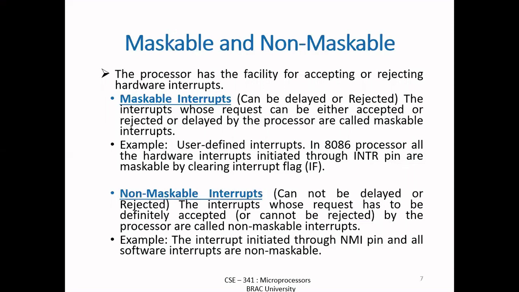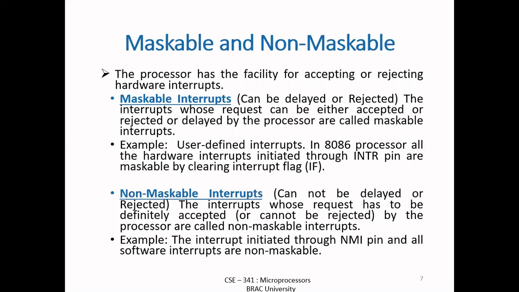And the interrupts whose request has to be definitely accepted, those cannot be rejected and cannot be delayed by the processor, are called non-maskable interrupts. So we can easily understand that maskable interrupts are of less priority than non-maskable interrupts. Whenever a request is made by a non-maskable interrupt, the processor has to definitely accept that request and service that interrupt by suspending its current program and executing the interrupt service routine for that particular non-maskable interrupt.